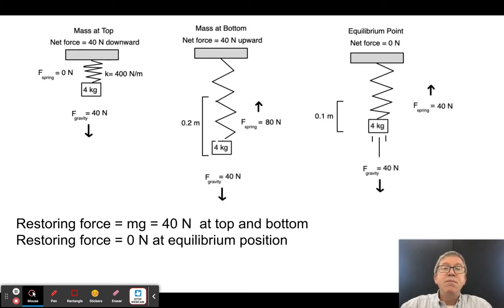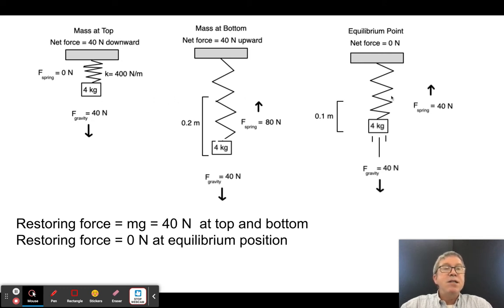So let's just put our numbers in and make sure that I'm right about this. At the top, I have no spring force. I have 40 newtons of gravitational force pulling downwards. So the force is 40, and since F equals ma, the a is 10.